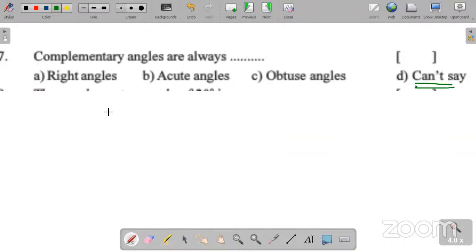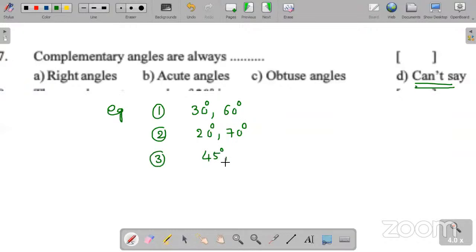For example, complementary angles could be 30 degrees and 60 degrees, 20 degrees and 70 degrees, or 45 and 45 if they are equal. If you observe all these complementary angles, no angle is actually a right angle. No angle is more than 180, so it's not an obtuse angle. Always these two angles are acute angles. So B is the right answer. Complementary angles are always acute angles.